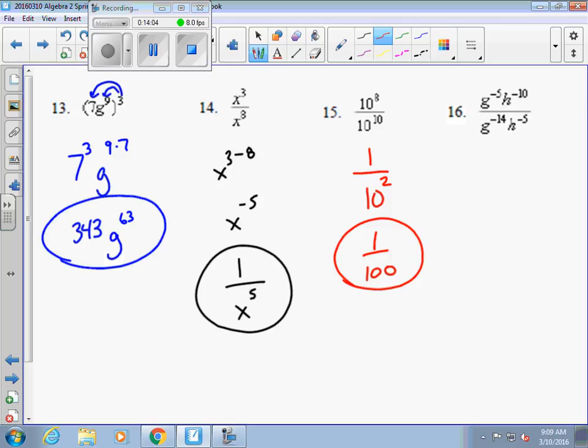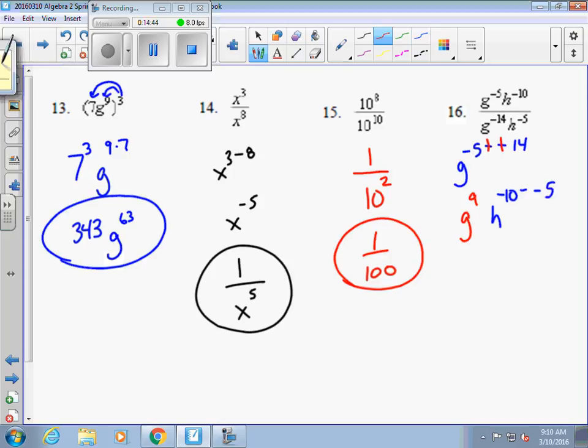G to the negative 5th, h to the negative 10th, divided by g to the negative 14th, h to the negative 5th. So right here, I'm going to write this step out. It's not necessary for you to do this. Same bases. G to the negative 5th divided by means minus a negative 14. Remember, minus a negative tells you to add those numbers. So G to the negative 5th plus 14 gives you G to the ninth. With your h's, you have h. I'm going to have to write it down on this next one because I can't fit it. H to the negative 10th minus a negative 5.